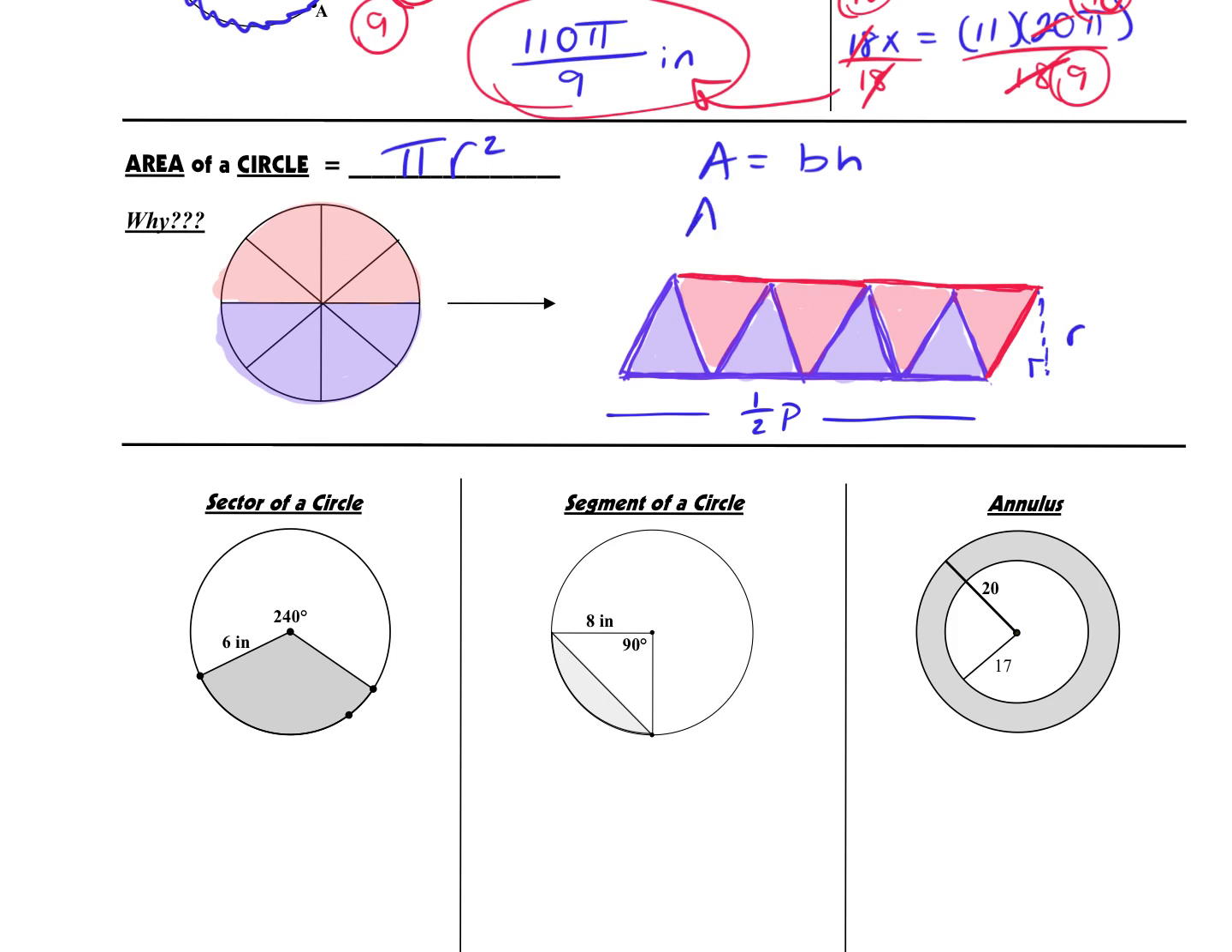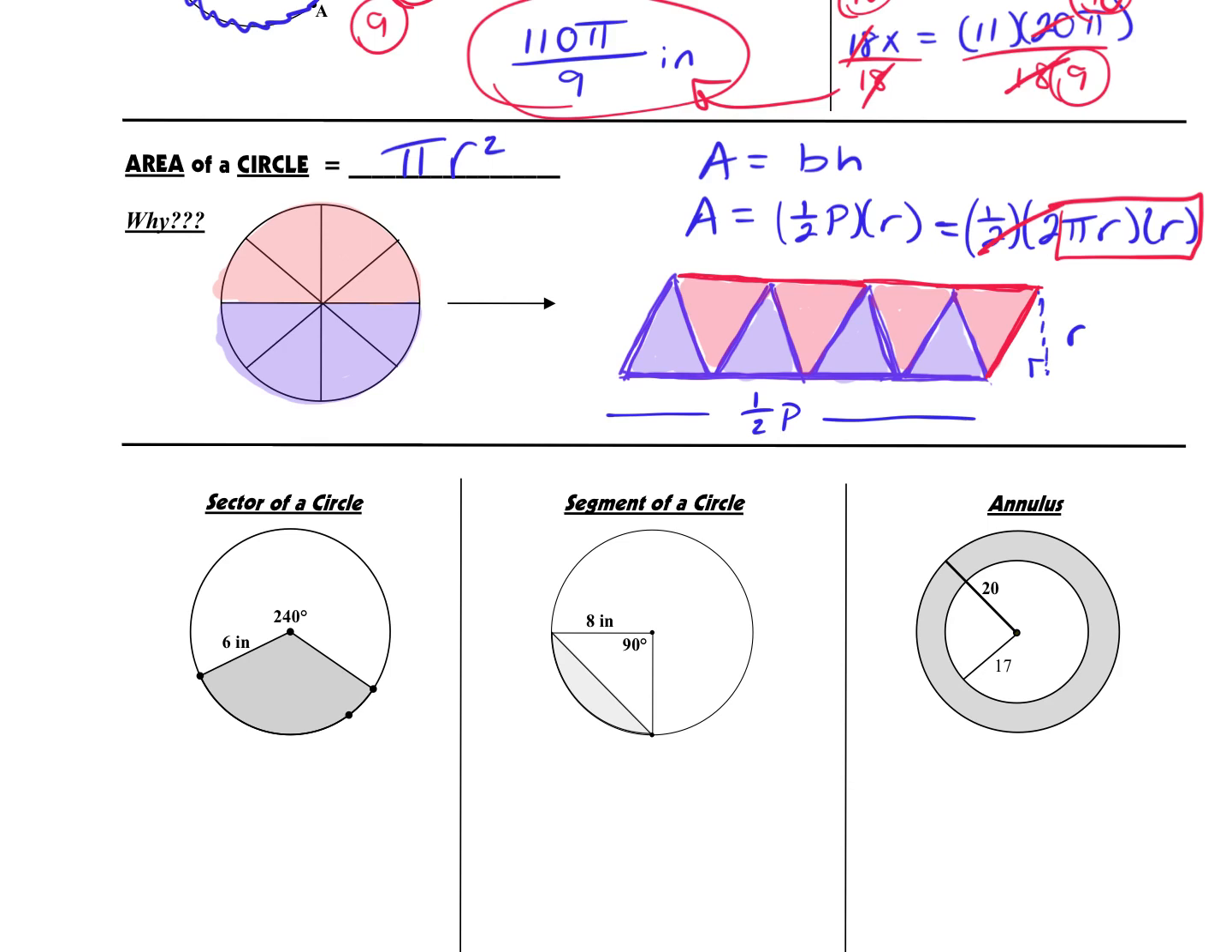So now, if I fill this in, my base was 1/2 my perimeter, my height is my radius. I know that the perimeter of my circle is the circumference, so that's going to become 2 pi r, and then I still have the radius there. Now I can see that this half and this 2 cancel, and then right here is going to get us our pi r squared.